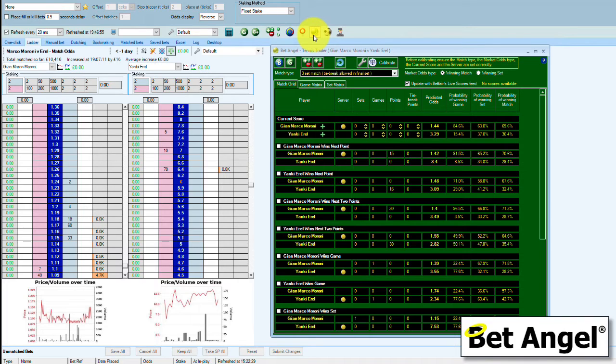If this was a separate product to be sold into bookmakers, it would sell for a lot of money. You get it completely for free within BetAngel. But let me explain how we would use it in this particular circumstance. I've pointed it at a tennis match.